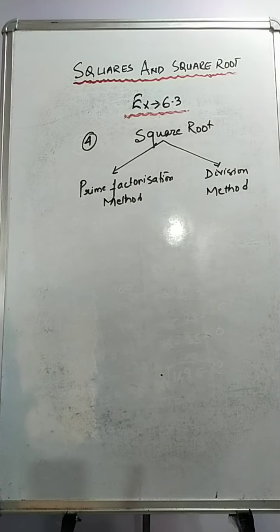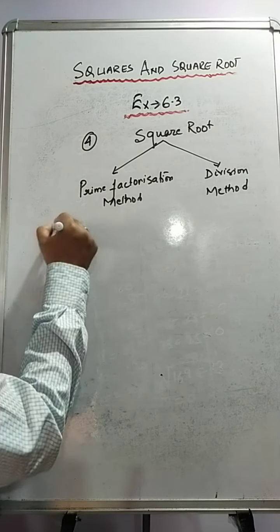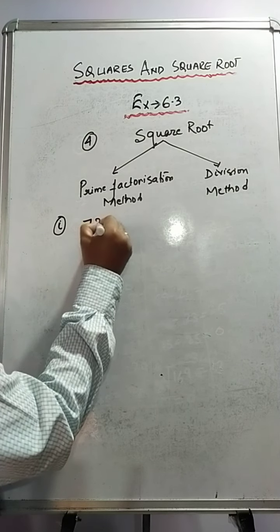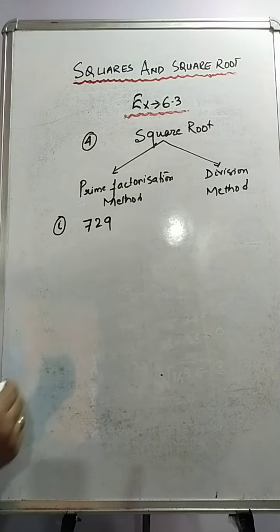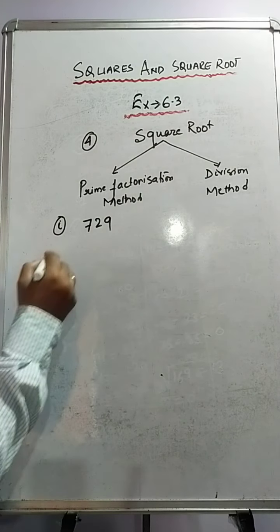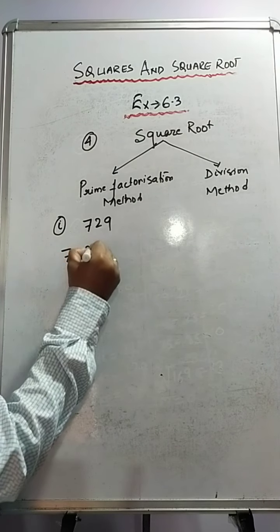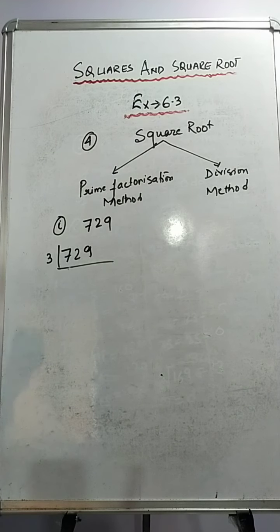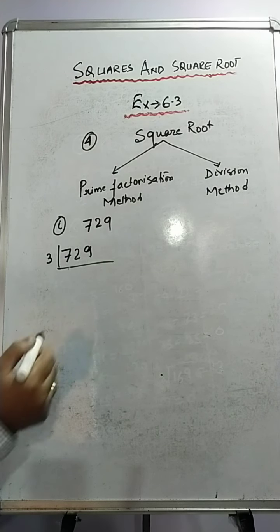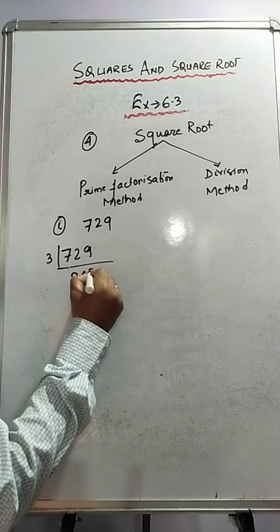Okay, students, now let's start with question number 1. So question number 1, we have what? 729. So 729, what is the first thing that we have to do? We have to find the prime factorization. So 729 is not divisible by 2, but it is divisible by 3. So it would be 243.